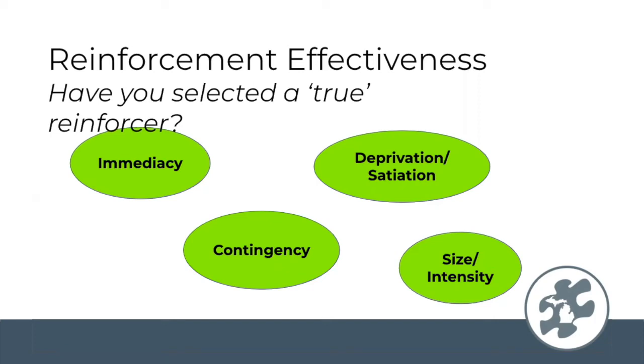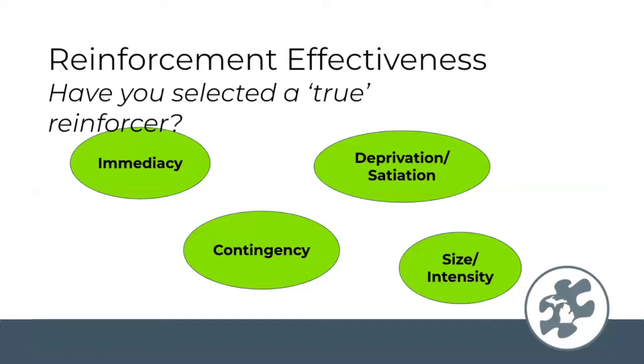reinforcers need to be delivered immediately. So immediacy. The more immediate, the more effective the reinforcer will be. You don't want a long duration between when the appropriate target behavior occurred, paired with when the reinforcement's delivered. Immediacy needs to happen initially, and over time, you can increase that duration and that delay. But there's a systematic approach with that. So when you're first starting out with reinforcement, you want to make sure you immediately deliver it.